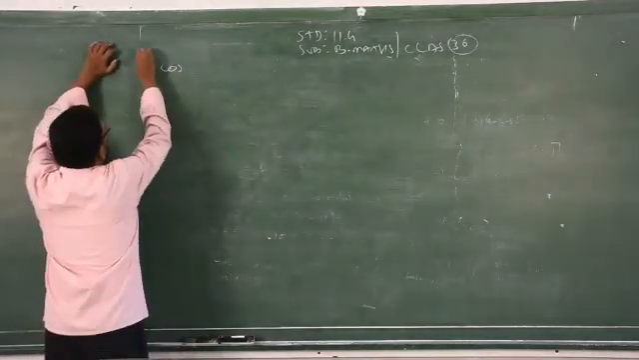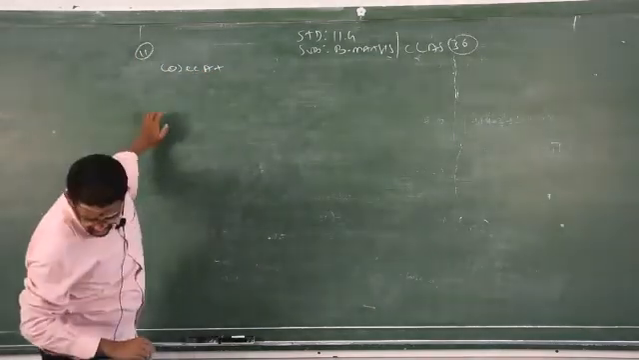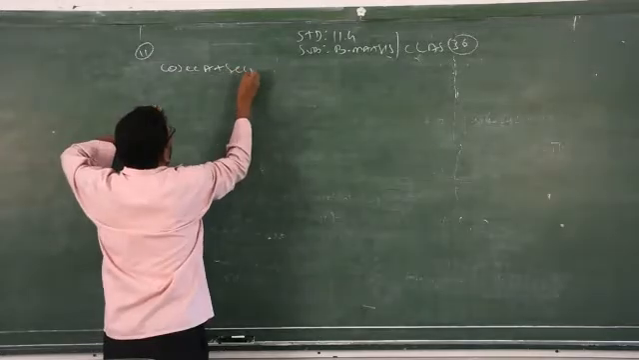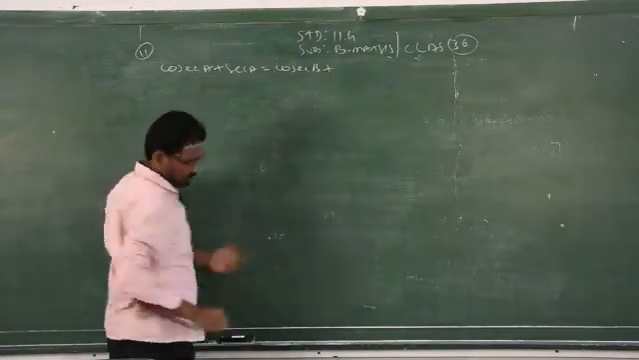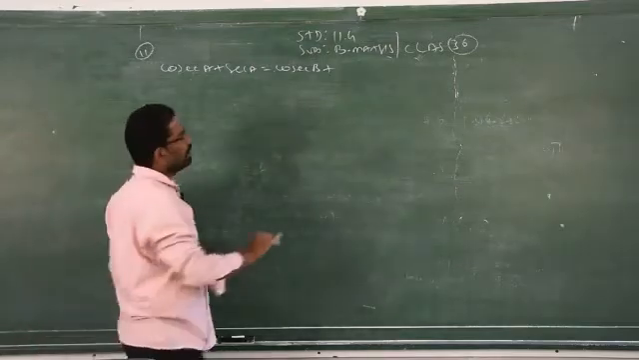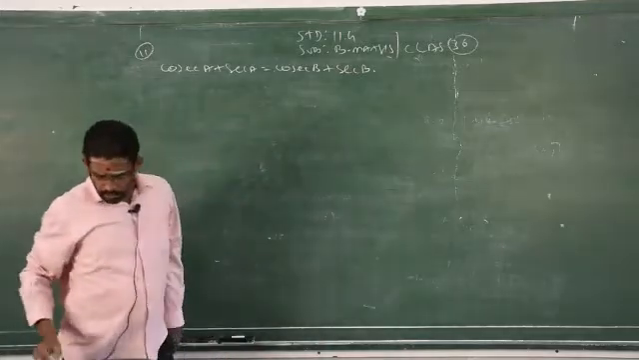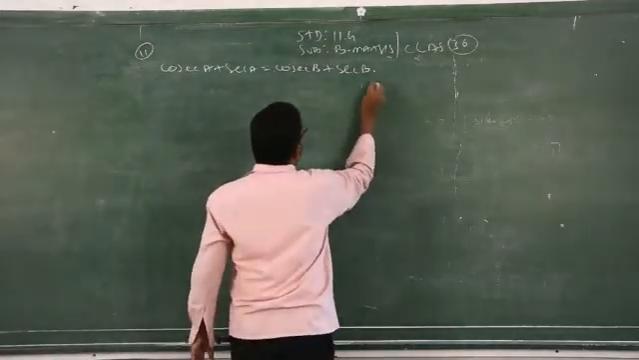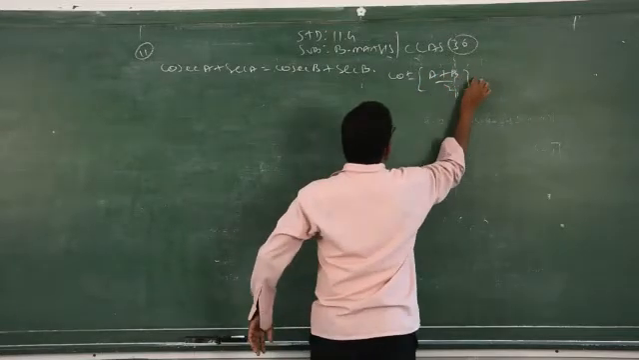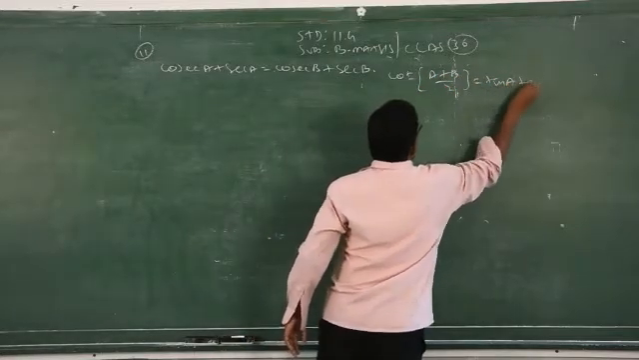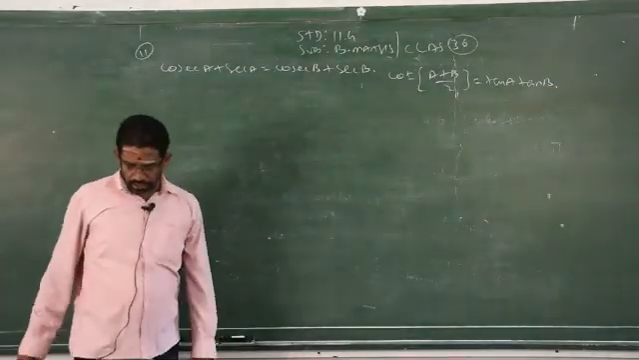So next we will go to the 11th sum. It is given: cosecant A plus secant A is equal to cosecant B plus secant B. You are asked to show that cot of (A plus B) by 2 is equal to tan A tan B. So this you have to prove, that cot of (A plus B) by 2 is equal to tan A tan B.